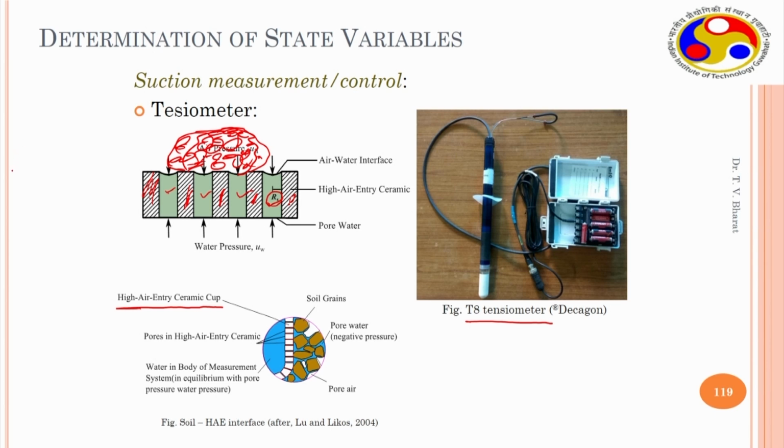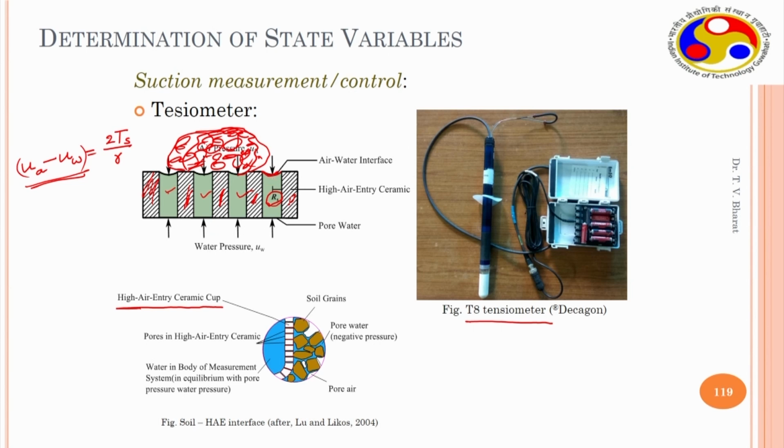Earlier, using the Young-Laplace equation, we estimated the air entry value, which is simply 2Ts by r. If you know the radius of the high air entry disk, you can estimate what ua minus uw could be sustained. This is the pressure across the interface that can be sustained. Assume that the pressure that can be sustained here is 100 kilopascal.